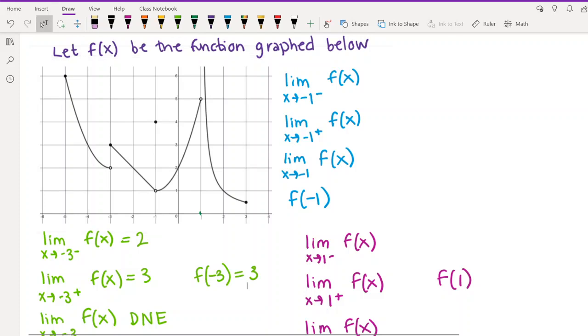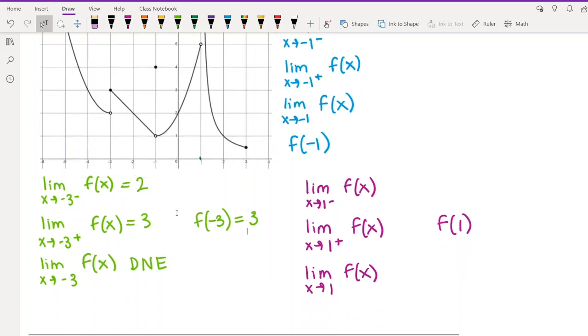So one thing that we'll see as we go through this is that sometimes when you actually plug in the number, f of that number agrees with one of your limits, the left or the right. Sometimes it doesn't agree with either of them. So it really depends on the situation. You want to just take it case by case.